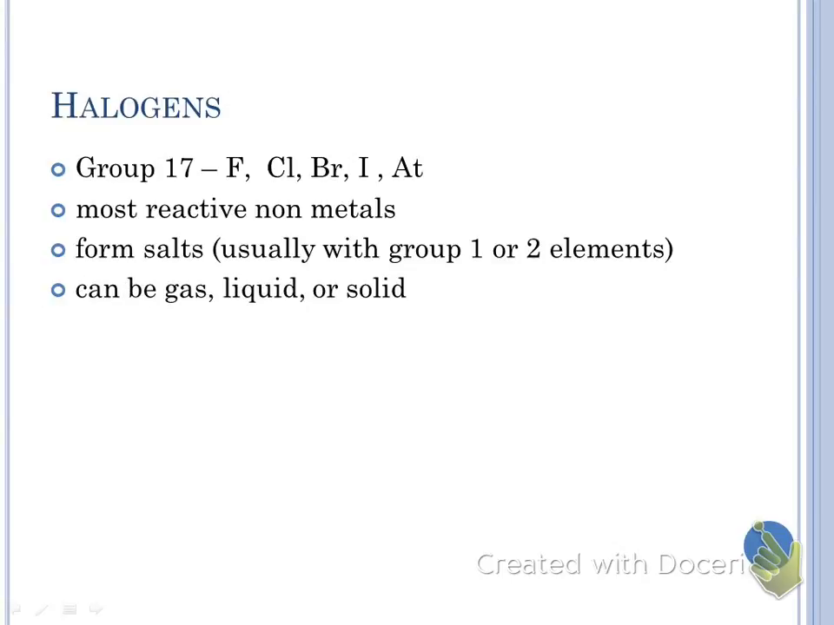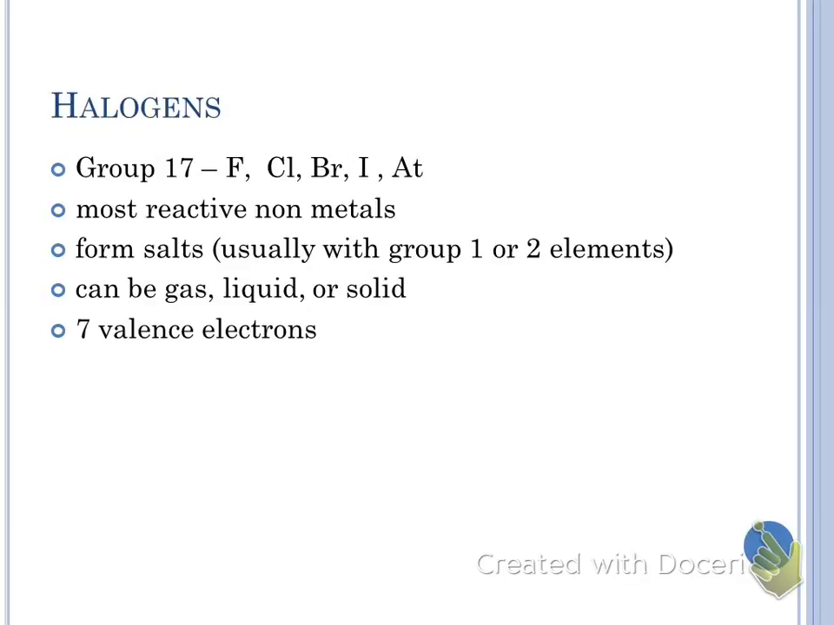They can be gas, liquid, or solid. As we look down group 17, you can see fluorine and chlorine are both gas at room temperature. Bromine is liquid at room temperature. And iodine and astatine are solid at room temperature. And you could have guessed, they have 7 valence electrons.